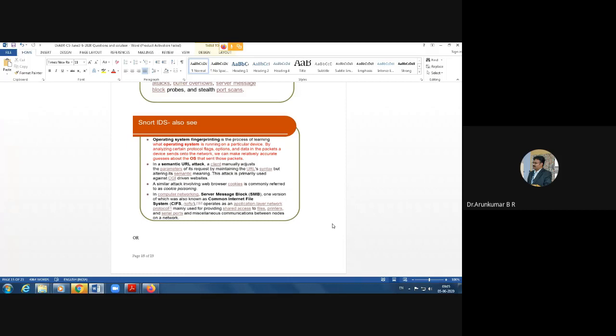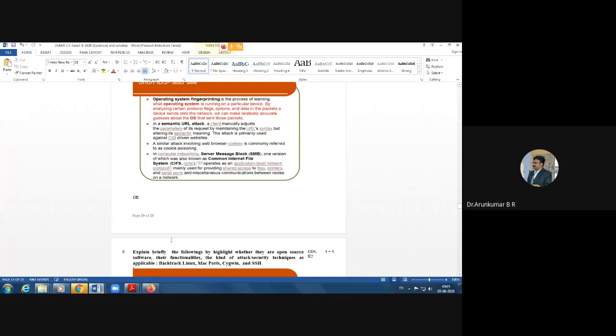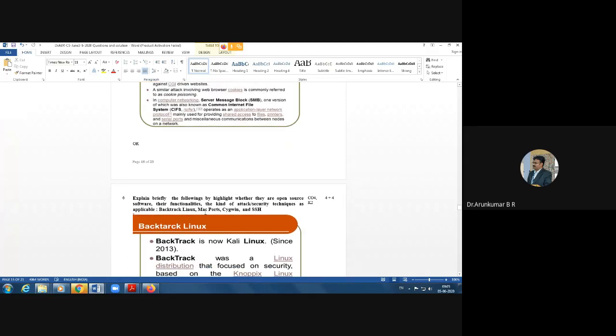In computer networking, server message block, called SMB, one version of which was also known as Common Internet File System, CIFS, operates as an application layer network protocol, mainly used for providing shared access to files, printers, and serial ports, and miscellaneous communication between nodes on a network. Right? So this is with respect to IDS and IPS.